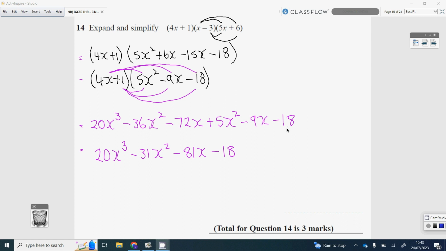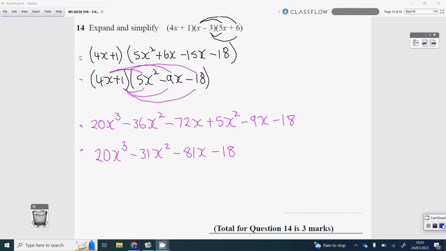And then finally, gather like terms. So I've got my 20x cubed. My x squareds are the minus 36 and the plus 5. That's minus 31x squared. Gathering up my normal x's, that's minus 72 minus 9, gives me minus 81x, and my minus 18.